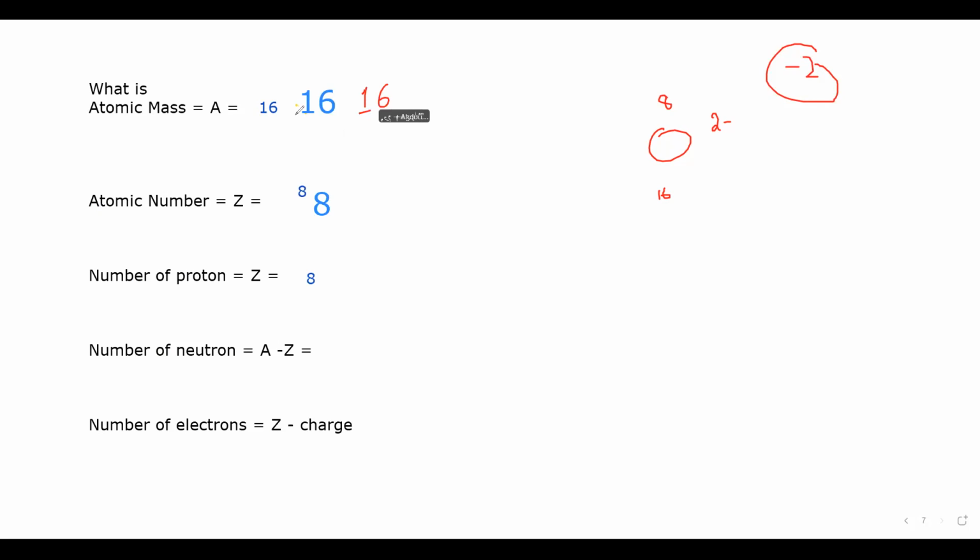So atomic mass, that is 16, that's right. Atomic number is 8, that's correct. Proton number, that is Z, 8, that's correct. Number of neutrons, A minus Z, 16 minus 8, that is 8, right. And what about the charge on oxygen?